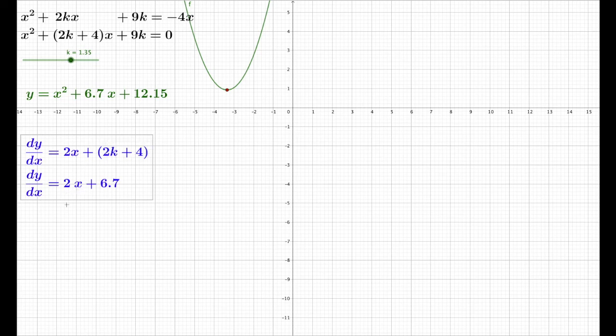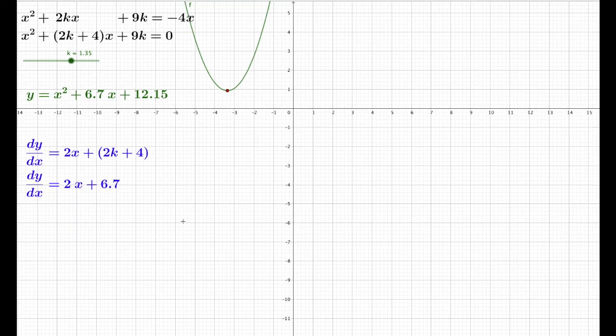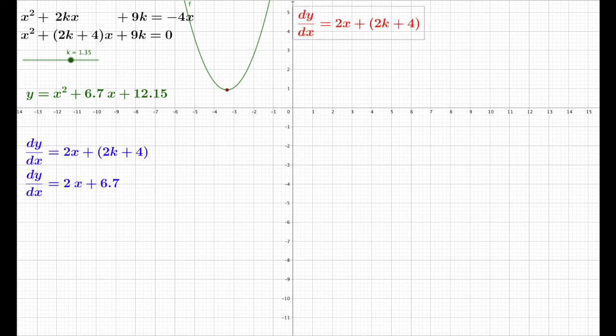We then have the numerical version here, which relates to this green one and the actual curve we're looking at. So we want to know the y value of the minimum point. To get that, we're first going to have to find the x value. So let's have a look at that. So there's our dy by dx.